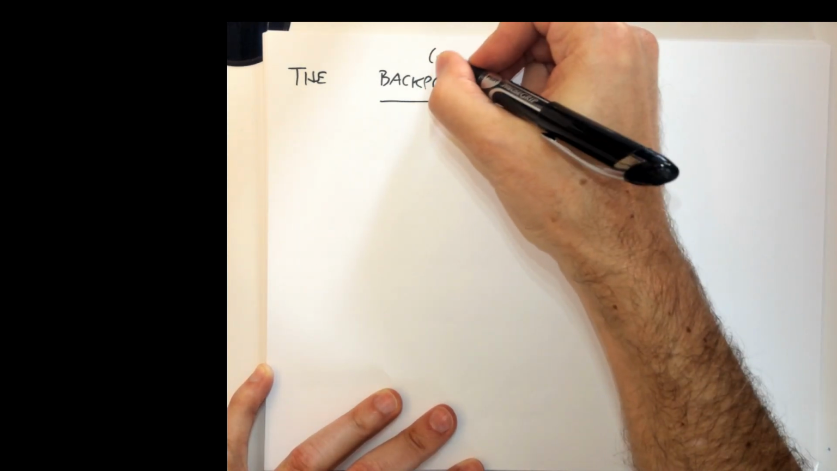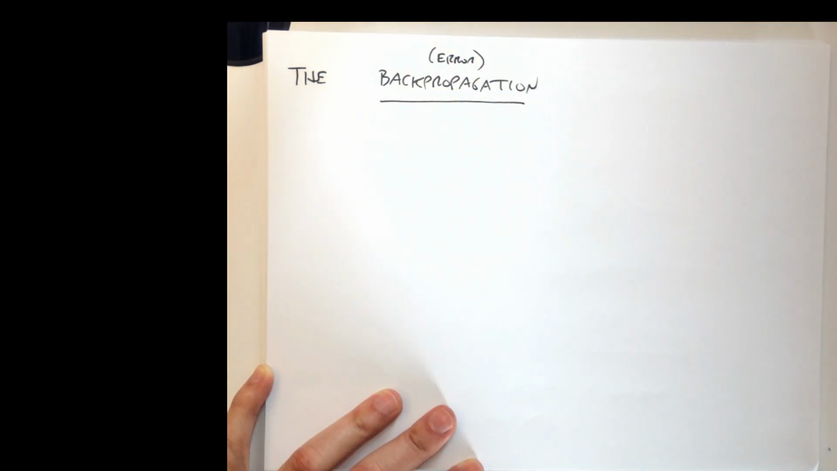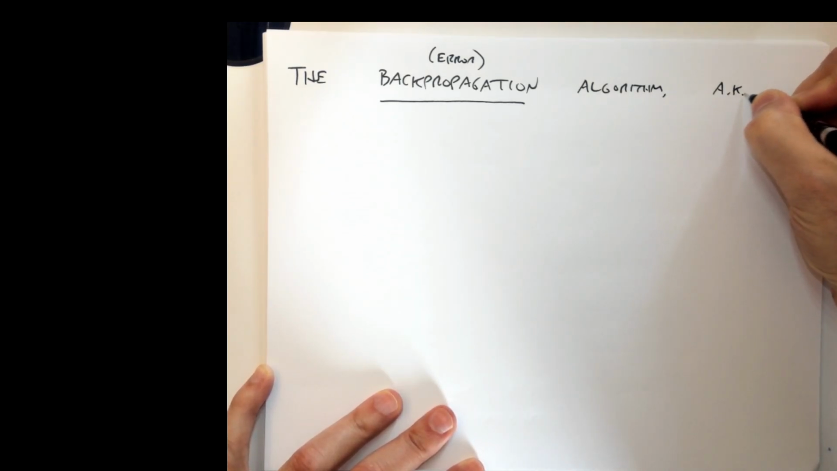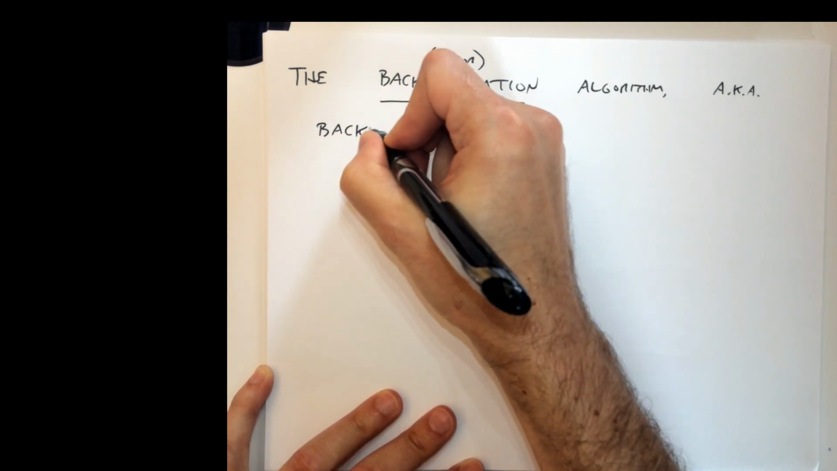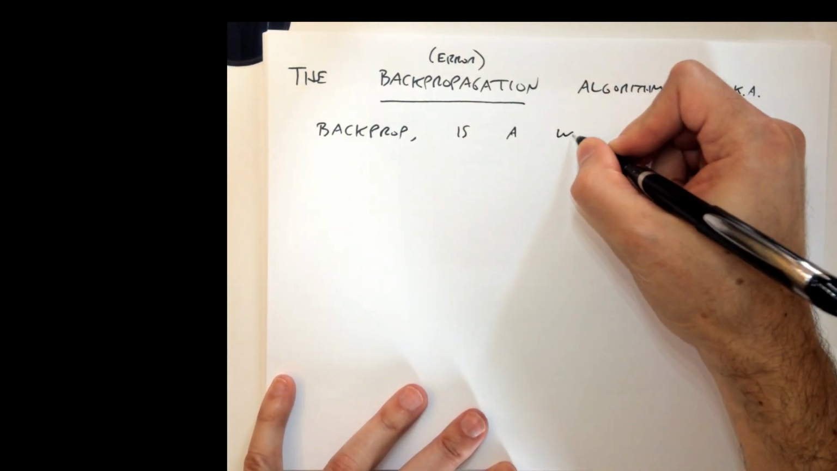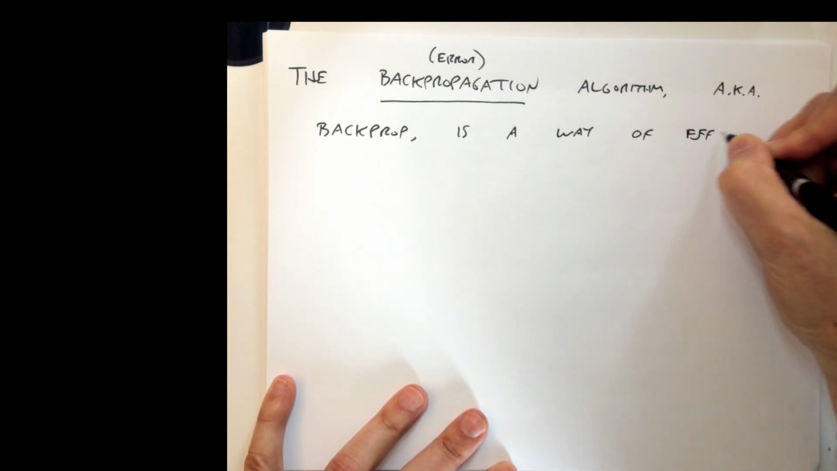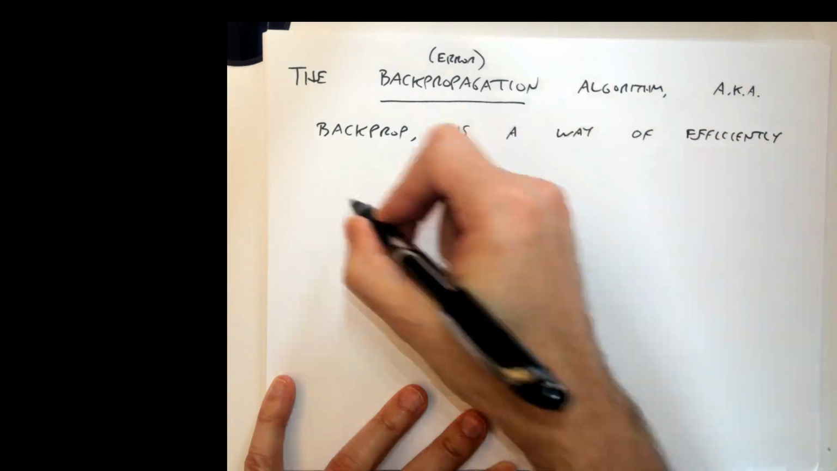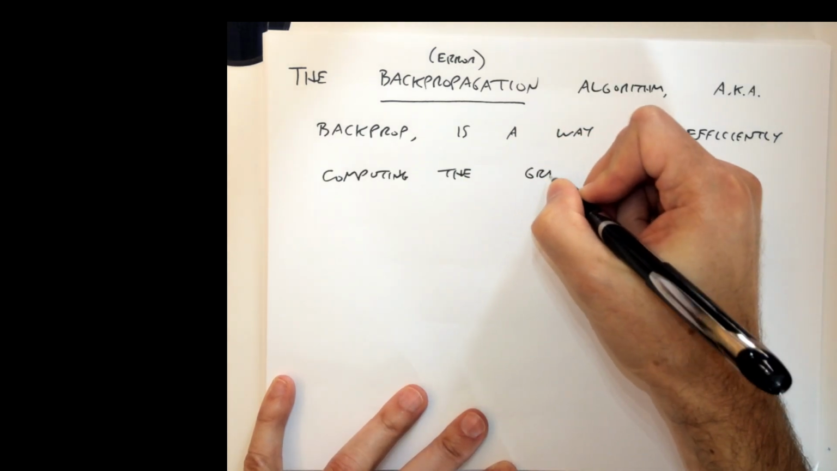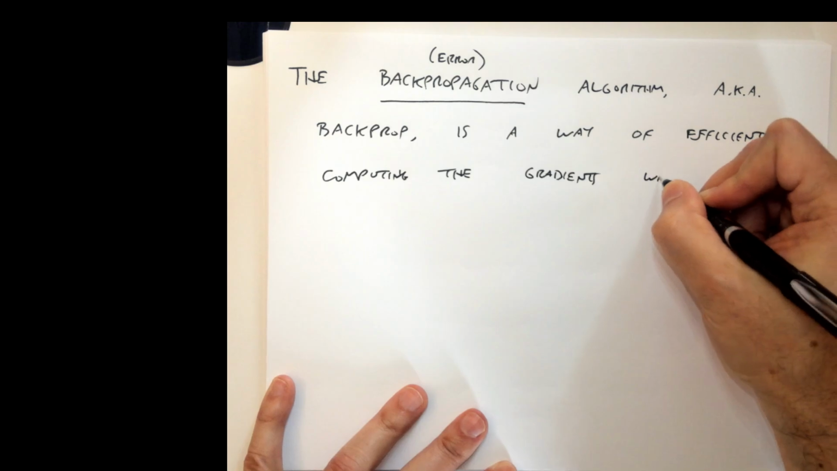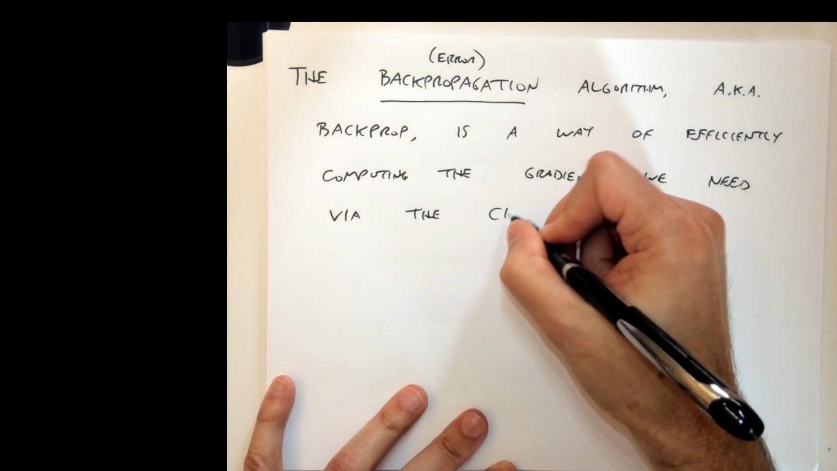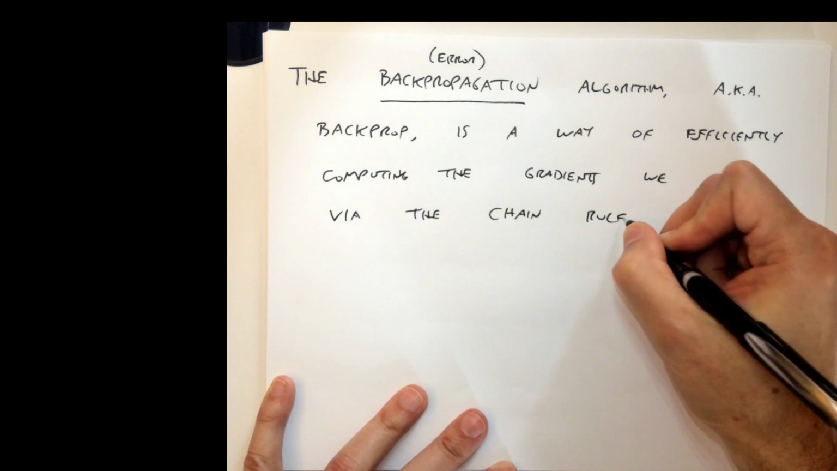And really, its full name would be the error backpropagation algorithm. Often you'll see it casually called backprop. It is a way of efficiently computing the gradients we need via the chain rule, basically, from calculus.